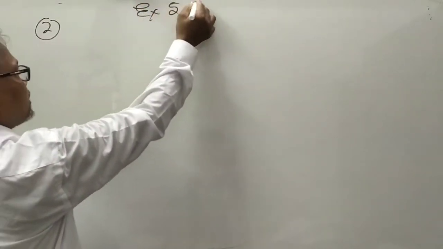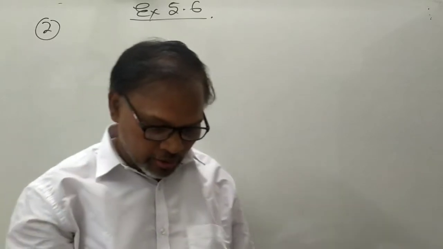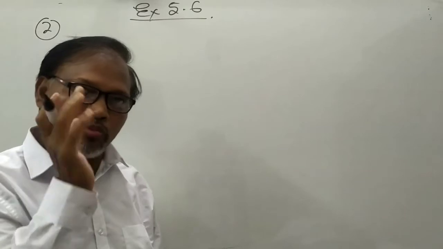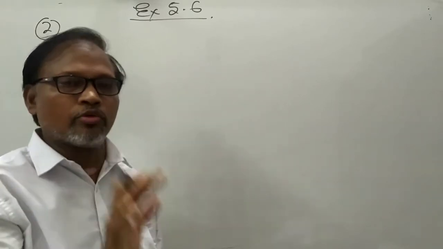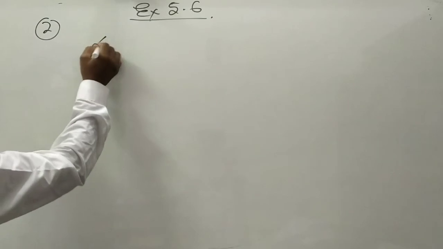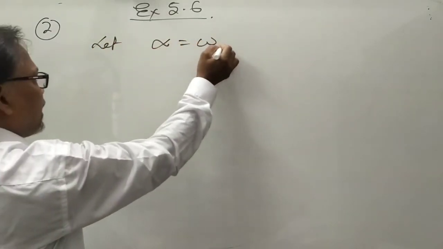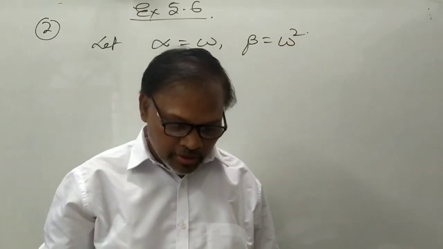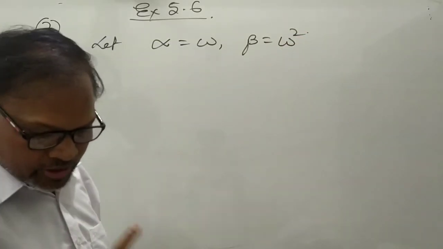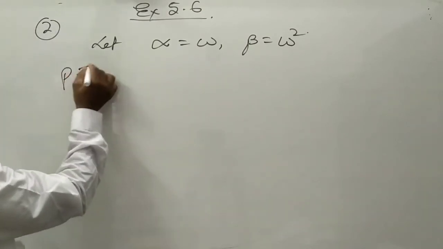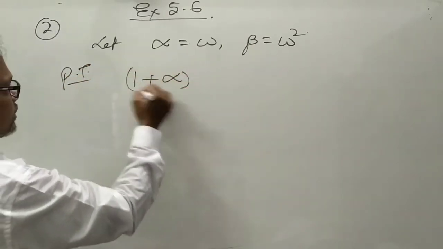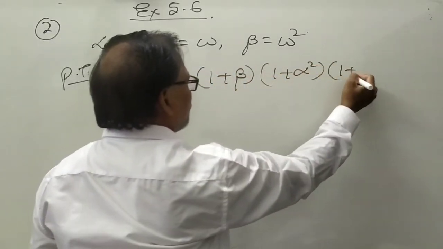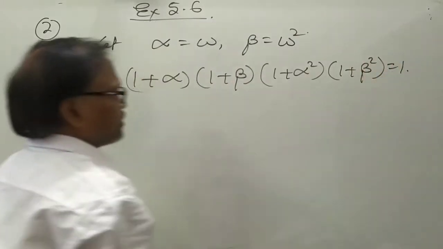Exercise 5.6. Alpha and beta are the cube roots of unity. If anywhere other than omega the variables are given as the cube root of unity, you take one as omega and the other as omega square, then it will be easy. Then prove that (1 plus alpha)(1 plus beta)(1 plus alpha square)(1 plus beta square) is equal to 1.